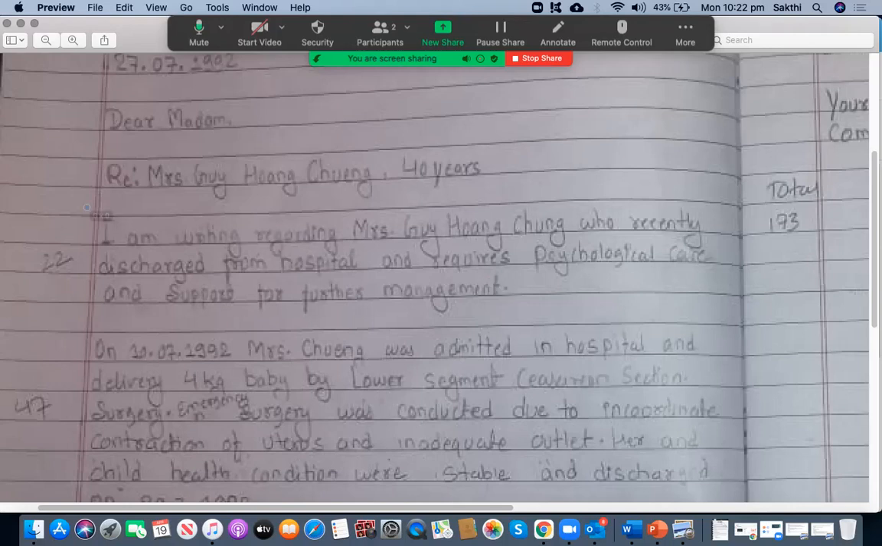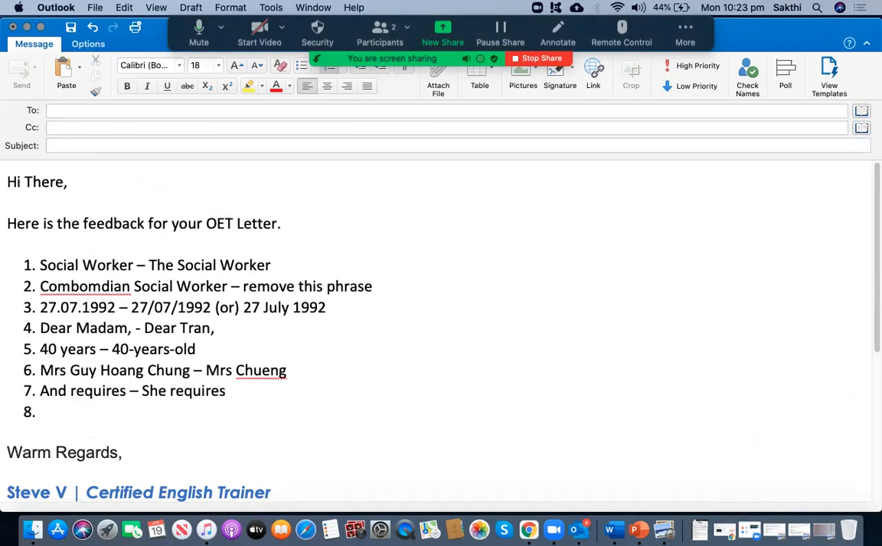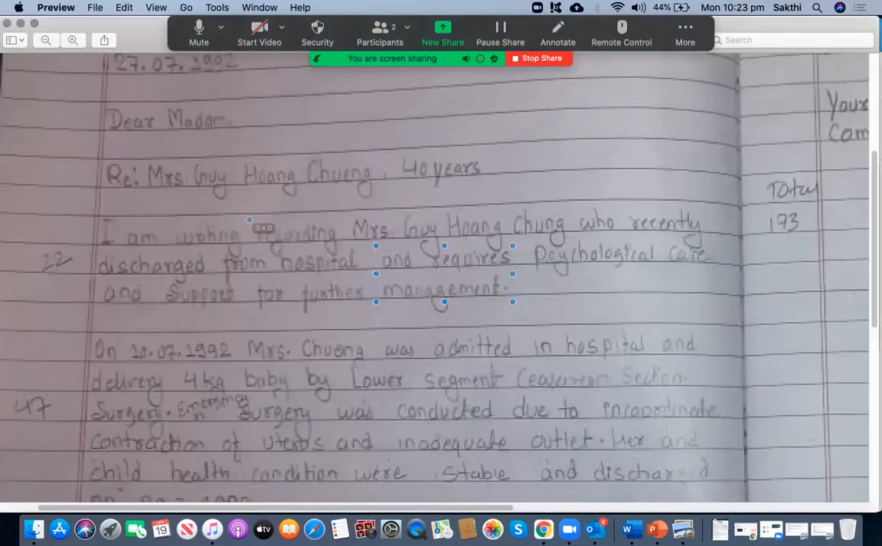So when you write this, "I'm writing regarding", that's fine. "Who recently discharged from hospital", that's okay. You have to write this maybe in the next sentence, okay? And "and requires" is wrong. You should have started a new sentence. "She requires", okay, should have started like this. "She requires psychological care and support for further management." That's good. I'm happy with that.